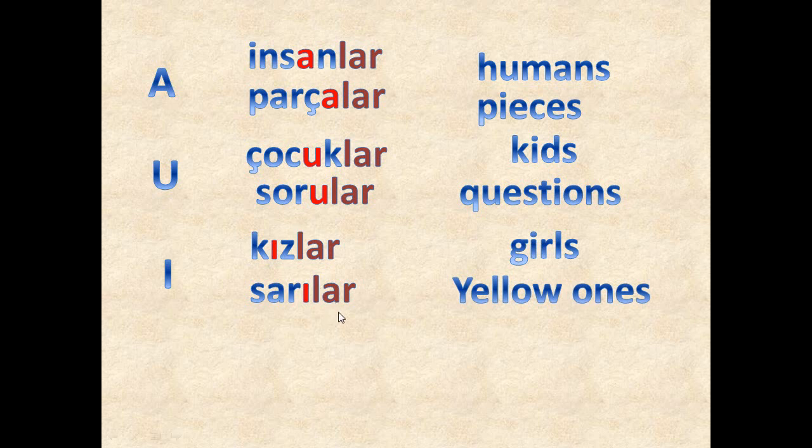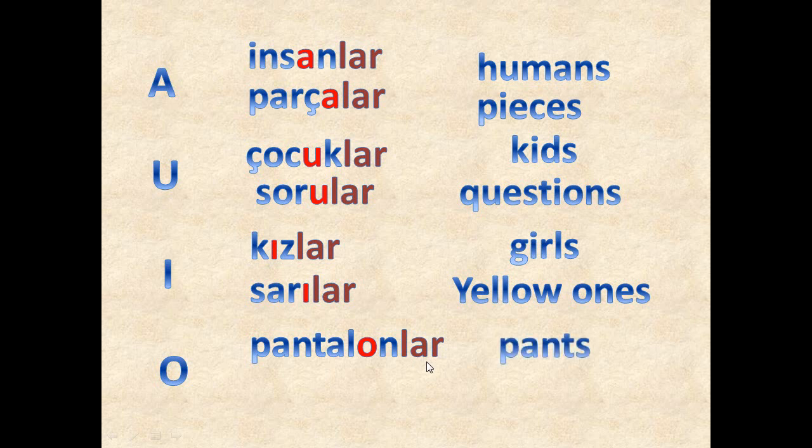Okay. The other thick vowel is O. As you see, I put all of the thick vowels here: A, U, I, and O. Let's have an example for O. We have pantalonlar. In the last syllable, we have the vowel O, and we made our plural form with lar, which means pants. You know pantalon from French. It has come to Turkish as well. They use pantalon as pants.